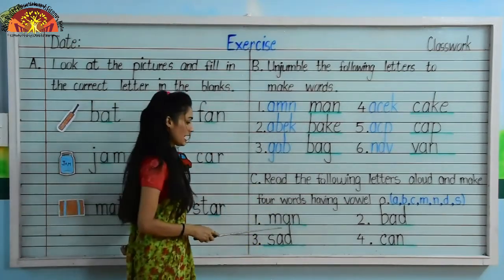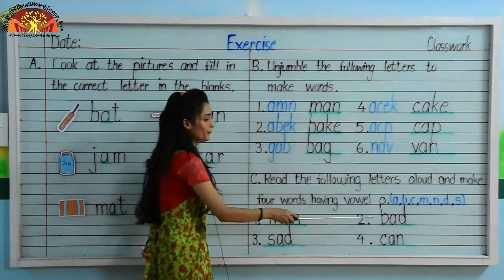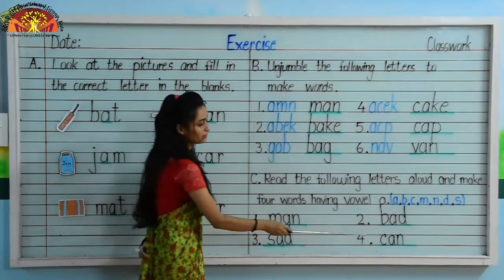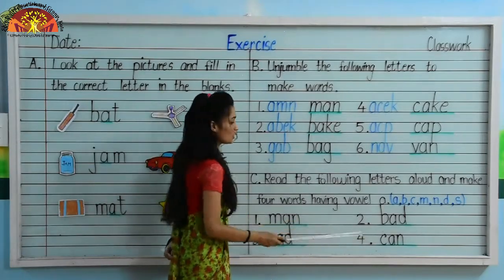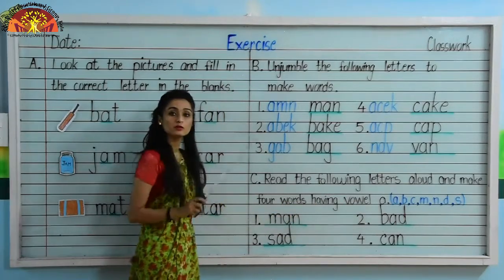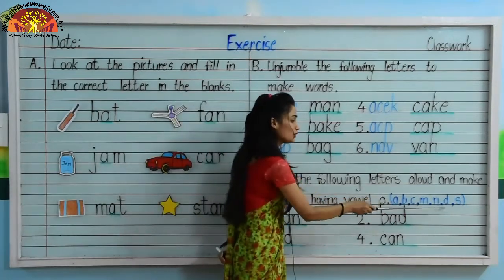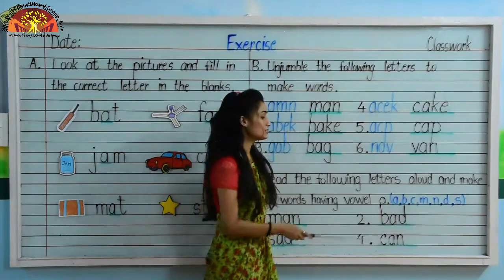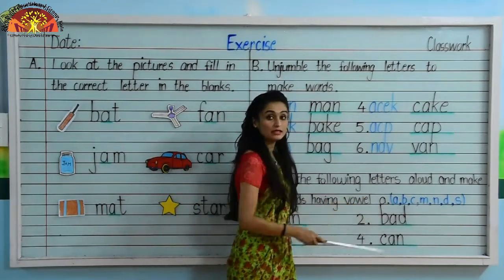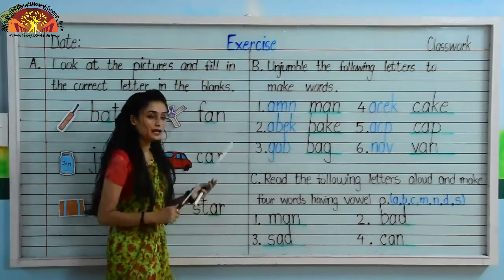Which are the 4 words? M-A-N, man; B-A-D, bad; S-A-D, sad; C-A-N, can. So we have used the vowel A in these 4 words and we have used only the letters which are given in this bracket. So here our exercise is done.